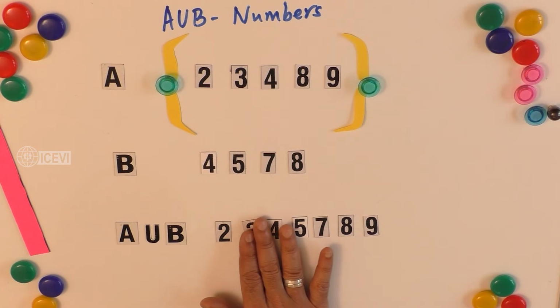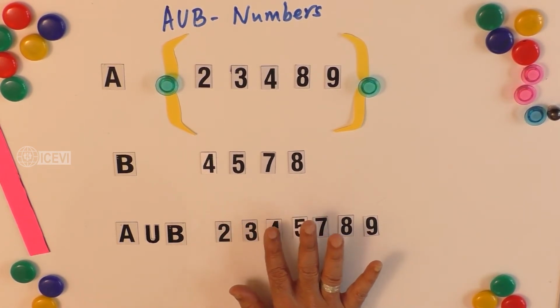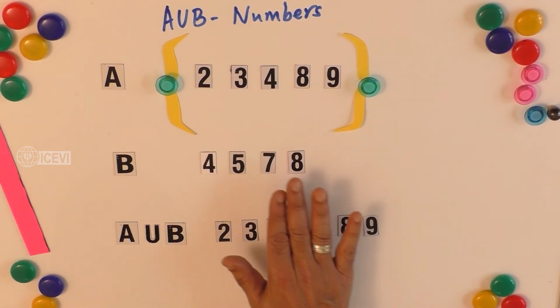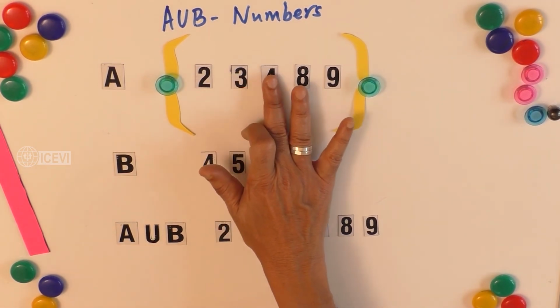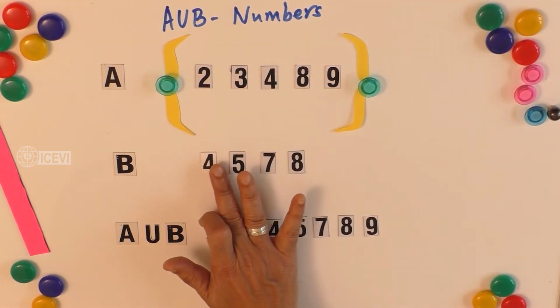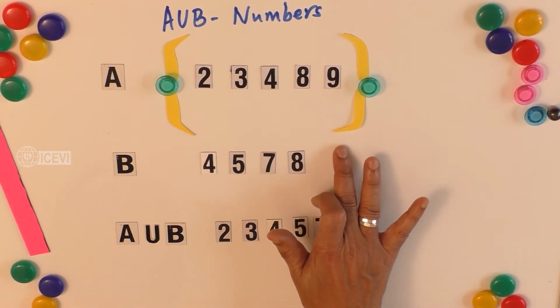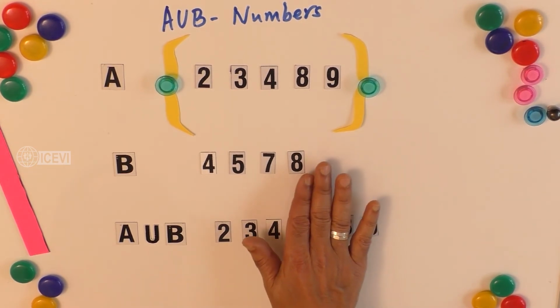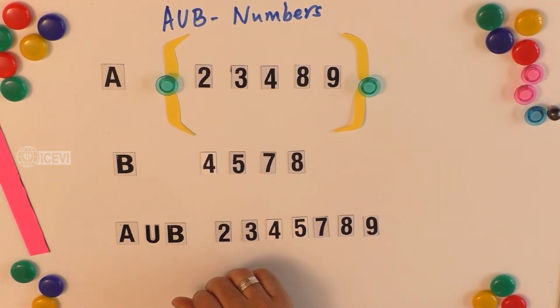Now how many objects do you have in A union B? 1, 2, 3, 4, 5, 6, 7. Now how many objects in set A? 1, 2, 3, 4, 5. How many in set B? 1, 2, 3, 4. So how many together? The total will be 9 objects. Now this is a way to check whether you are right or not in finding out the A union B.